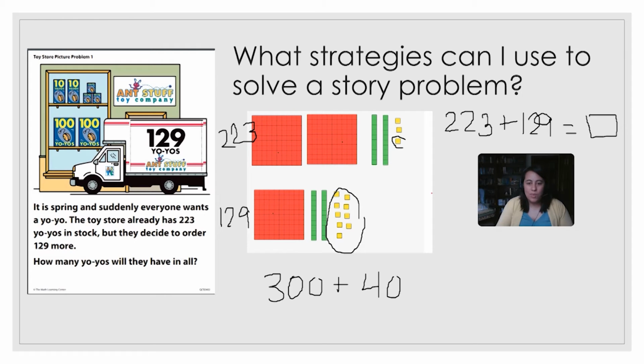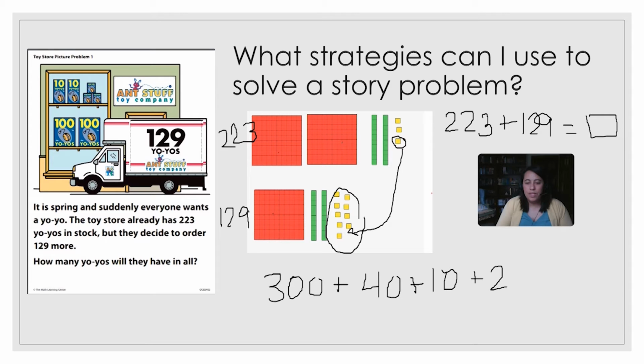So if I take one from here, because I'm putting these numbers together, and put it here, then this will be 10. So I'll have to put another 10 here. And then I still have 2 ones left in my picture. So I know there's 300 plus 40 plus 10 plus 2 in my picture, and that's a little bit easier for me to put together than just counting all of those little squares by ones. That would take a really long time, and I might not get it right at the end.